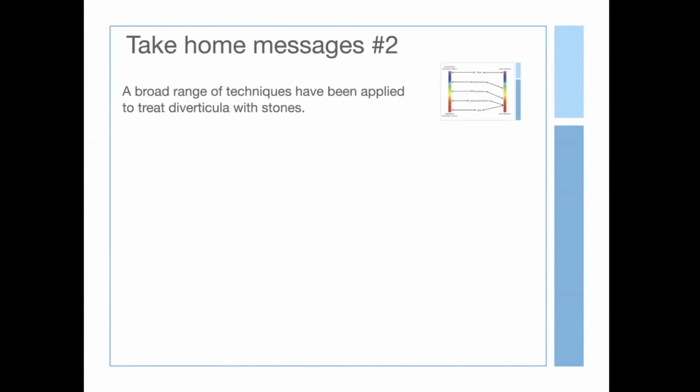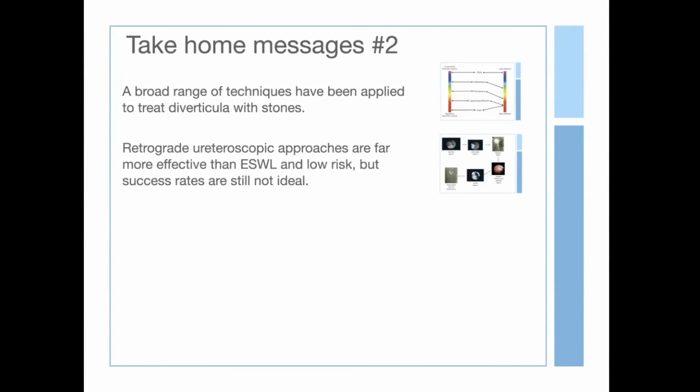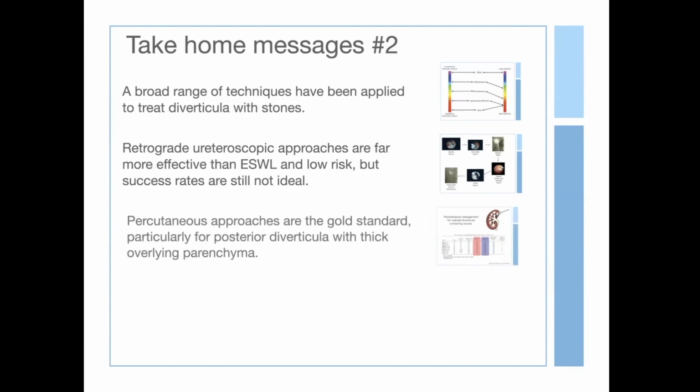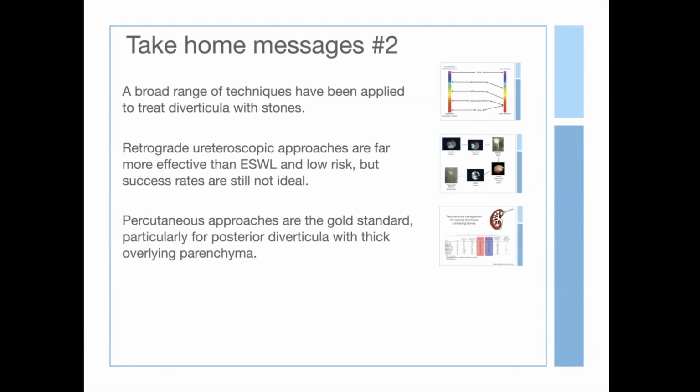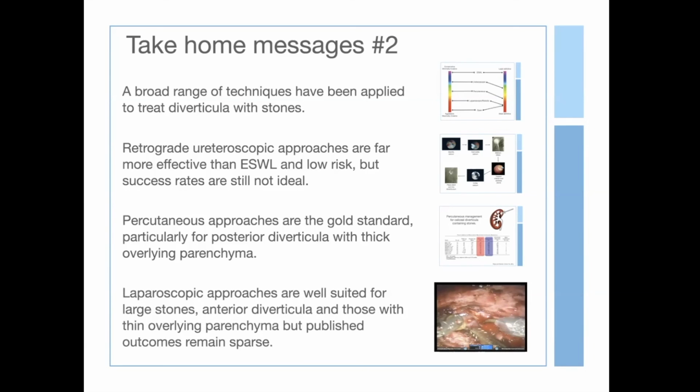A broad range of techniques have been applied to treat diverticula with stones, and retrograde ureteroscopic approaches are far more effective than lithotripsy and relatively low risk, but success rates are still not ideal. Percutaneous approaches remain the gold standard, particularly for posterior diverticula with thick overlying parenchyma. However, laparoscopic and robotic approaches are well suited for larger stones, anterior diverticula, and those with thin overlying parenchyma. Unfortunately, published outcomes remain relatively sparse in these patients.